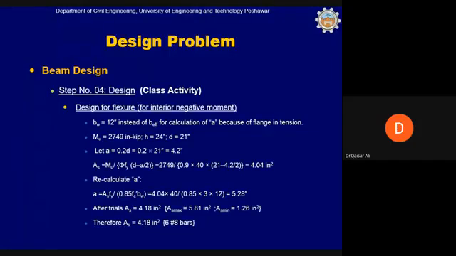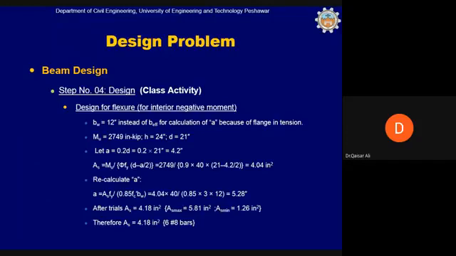So for negative bending moment, web width is 12 inch. This will be used. MU is known to us from the analysis, 2749 inch kip. Total depth of the beam is 24 inch. Effective D is 21 inch. In this case, let's assume small a equal to 0.2D, 4.2, and after trials you will get the area of steel. The area of steel is 4.18 square inch, still less than the maximum area of steel and more than the minimum area of steel.